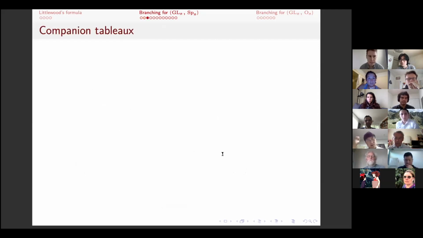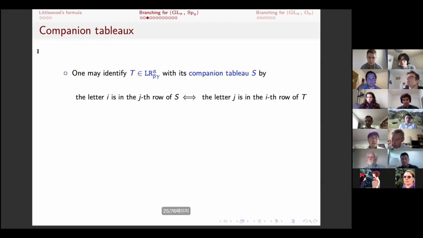Here, let me review another notion which is equivalent to LR tableaux, so-called companion tableaux. These tableaux play an important role in our work. In this talk, we may identify an LR tableau T with its companion tableau S, which is determined by the rule: the letter i is in the j's row of S if and only if the letter j is in the i's row of T.